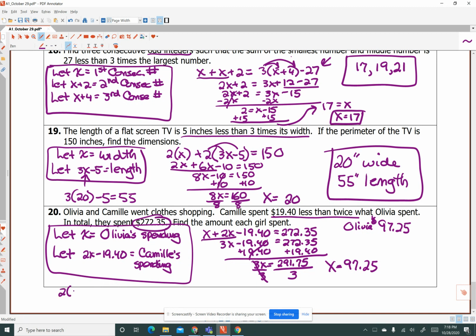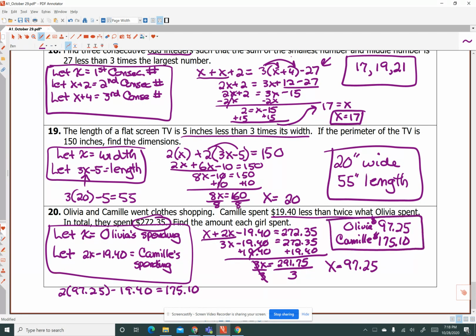So 2 times 97.25 minus $19.40. If you did that calculation out, Camille will have spent $175.10. So Camille spent $175.10. And that's our final answer.